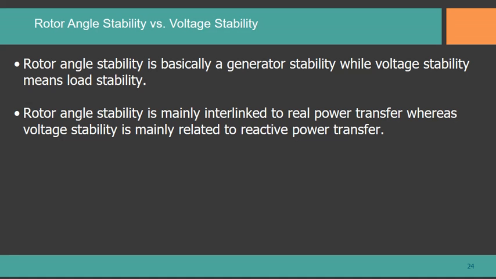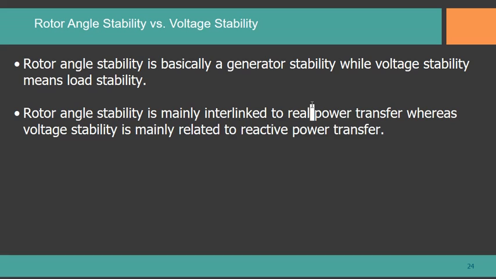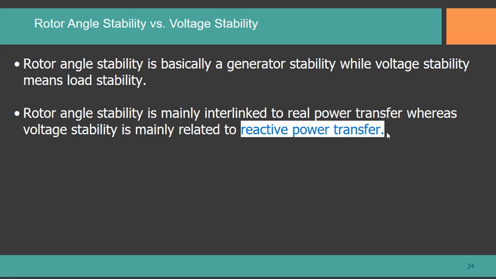Now we'll see the difference between rotor angle stability versus voltage stability. Basically, rotor angle stability is related to generator stability, while voltage stability relates to load stability. That means rotor angle stability is related to the synchronous machines and voltage stability is related to the loads. Rotor angle stability is mainly linked with real power transfer, whereas voltage stability is mainly related to the change in reactive power transfer.